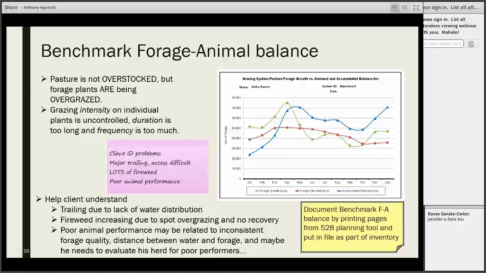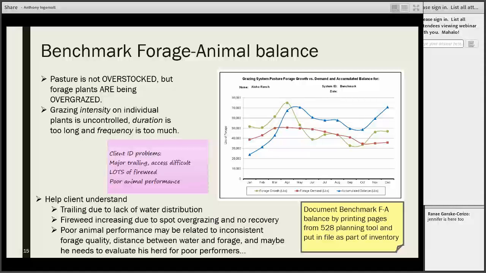And we could talk to him about some of the different things that could be contributing to what he's seeing as poor animal performance. It could be related to inconsistent forage quality. It could be related to distance between water and forage. It could certainly have a lot of other things to do with what could be going on in his herd from a herd health perspective, and the possibility that he could have cows that are no longer reproductively reliable anymore. And perhaps his bull, he's just got one bull out there, perhaps his bull isn't as vigorous as he could be.